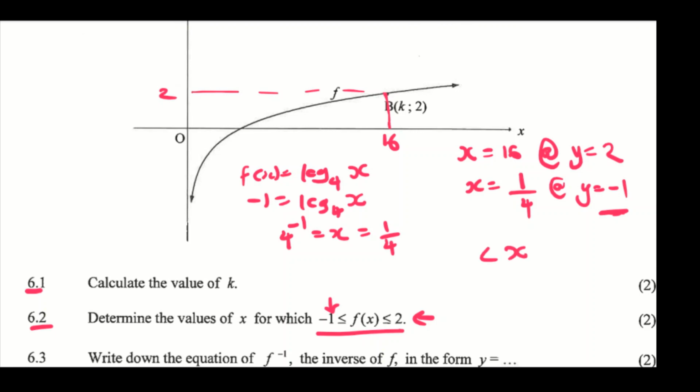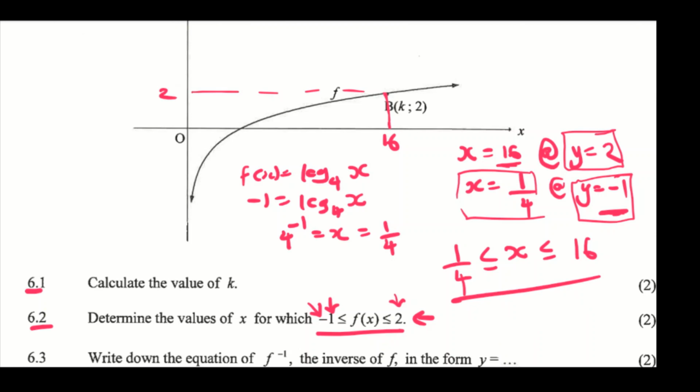So we can write our restriction like this, which means when y equals 2, which is this value here, x equals 16. So you're just going to write 16. And then when y equals -1, which is this -1 here, x equals 1/4. So you're just going to write 1/4. So this is the answer that we're looking for here. Okay, so we are done with this one here.